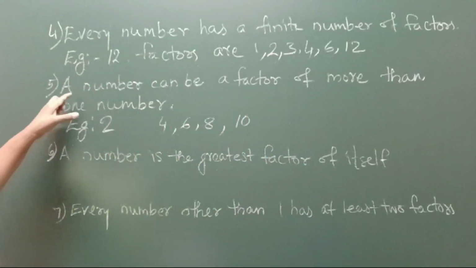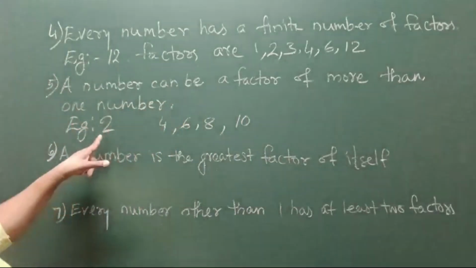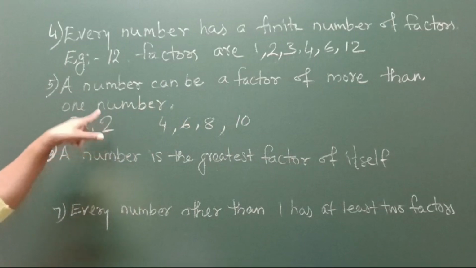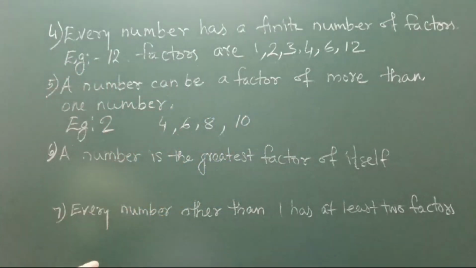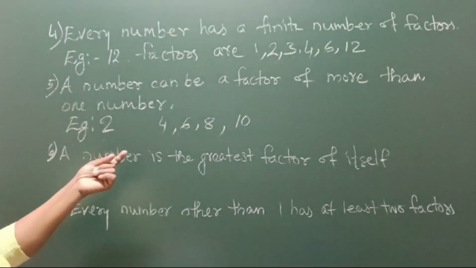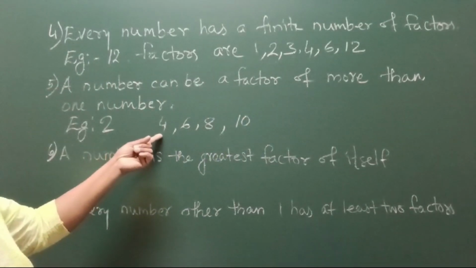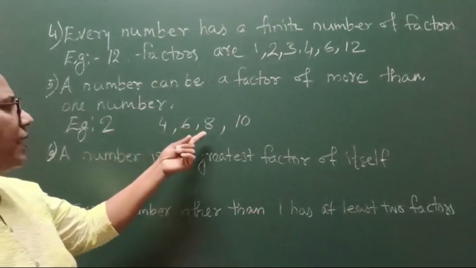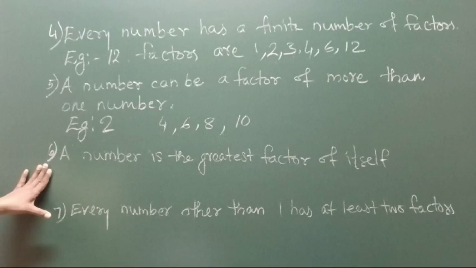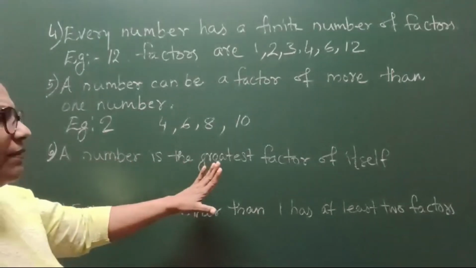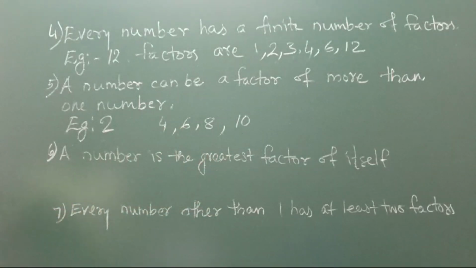See, 2 is a number, and a number can be a factor of more than one number. It can be a factor of 4, 6, 8, 10, 12. So a number can be a factor of more than one number. Then the next, 6th property: a number is the greatest factor of itself. That we have seen here.